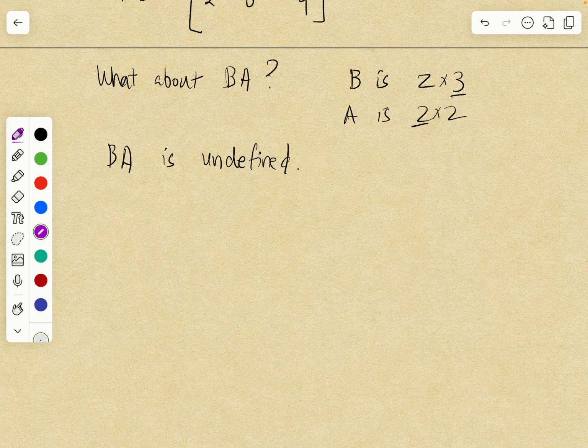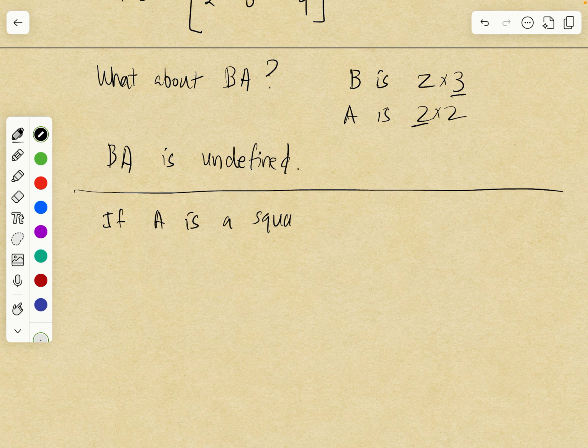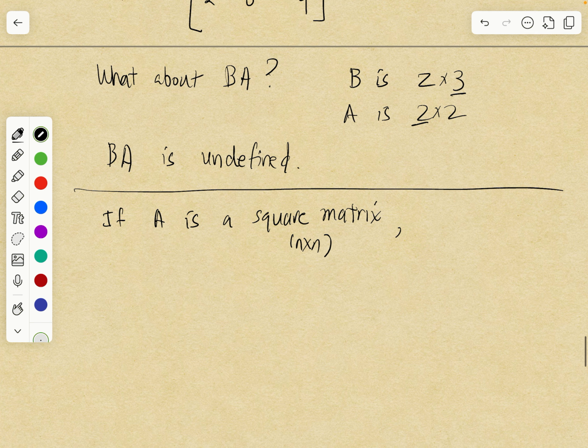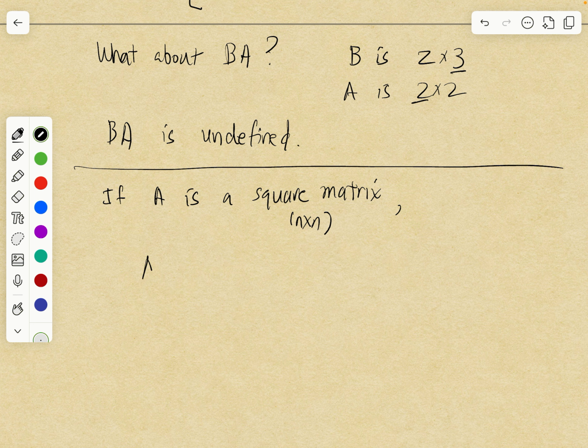Maybe I'll add one more thing. So let's say that you have a square matrix A, an n by n matrix. What happens if you take A times the identity matrix I sub n?